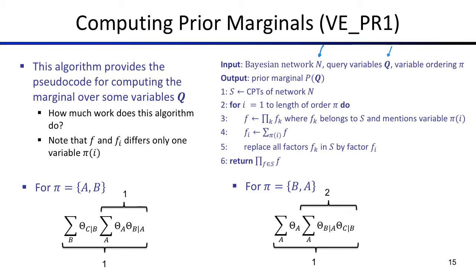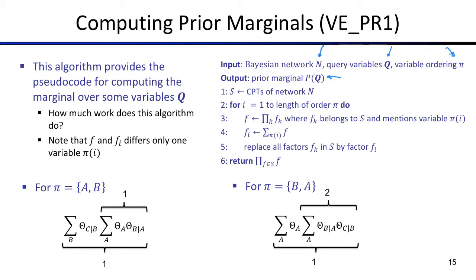It's up to us. And we have a variable ordering, pi, that will tell us the order in which I'm going to eliminate the variables. That ordering is important, and different orderings will result in different complexities. So it's important for us to understand that and see how we can set a good ordering in order to make the algorithm more efficient, but we're going to see that later. We're going to return as a result the prior marginal probability of Q.